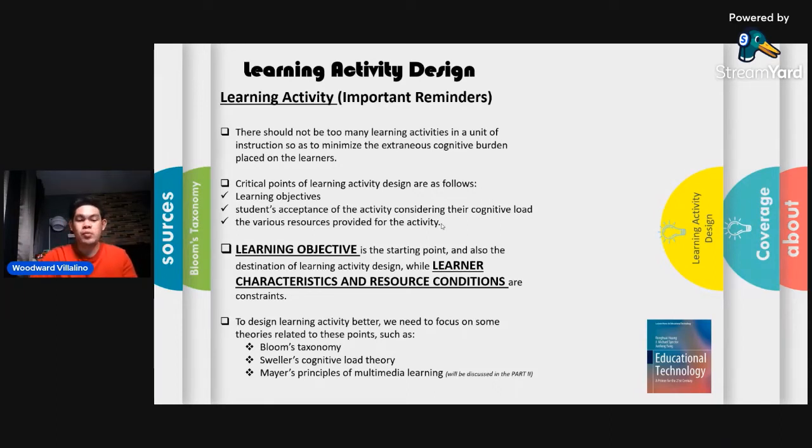And the last important reminder is that to design learning activities better, we need to focus on some of the theories related to these points. Here are the theories that we are going to tackle in the next slides. First, we have Bloom's taxonomy. We have Sweller's cognitive load theory. And the other one will be discussed in part two by my partner, Mayer's principles of multimedia learning.